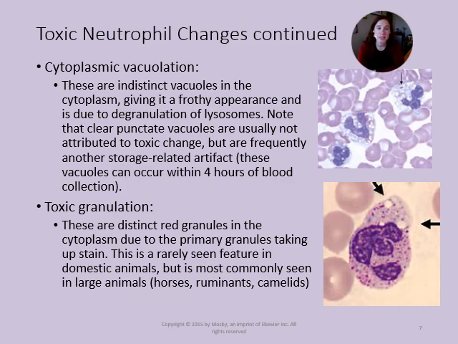We then can see toxic granulation. These are distinct red granules in the cytoplasm due to primarily the granules taking up some stain. It's going to be rarely seen in our domestic animals, but we can more so see these when we get into our large animals, such as horses, ruminants, and camelids. Make sure that we don't think that this is an eosinophil when we're actually looking at a neutrophil.